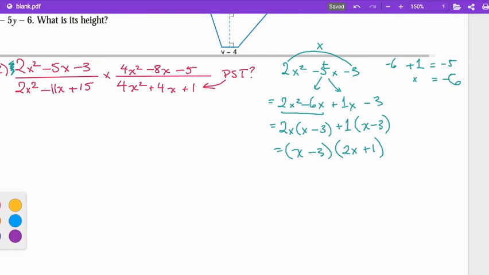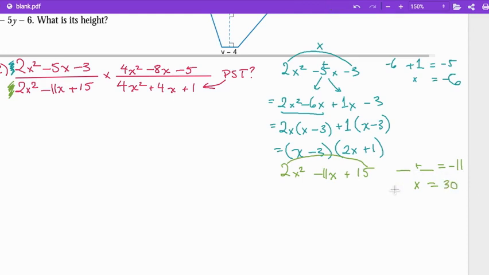Okay, let's factor this expression. I've got 2x squared minus 11x plus 15. So looking for two numbers that add up to negative 11 and multiply to give me, this is supposed to say plus 15, to give me 30, positive 30. Okay, it's going to be 6 and 5, and they're both going to be negative. Negative 6, negative 5.